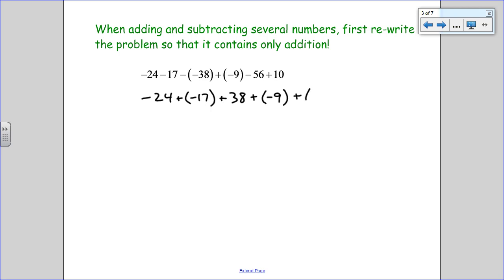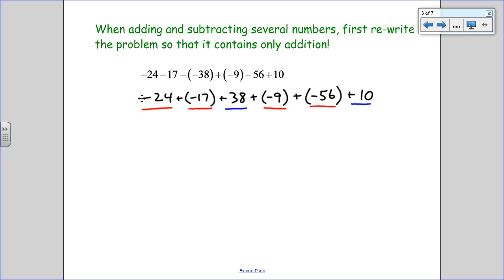Minus 56 can be rewritten as plus negative 56. And finally, plus 10 is already an addition problem, so we'll leave it as plus 10. Once we've rewritten our problem so that it contains only addition, we can now use the commutative and associative properties. Let's group all of the negative numbers together and add them separately from the positive numbers.